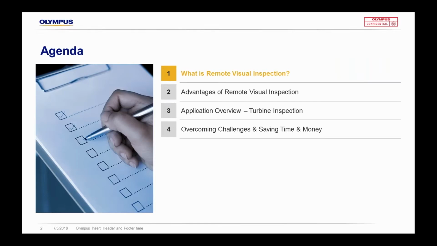I'll start off with some basic introduction in terms of what remote visual inspection is. I'm very aware that a lot of people listening will be from an NDT background, say UT/PA, or eddy current, so RVI might be quite new. I'll talk about the advantages of remote visual inspection in general, and then look at a very specific application within power generation or oil and gas, which is rotating machinery and specifically turbines, and then finally how we can overcome the challenges we face and therefore save time and money throughout the inspection of these types of components.